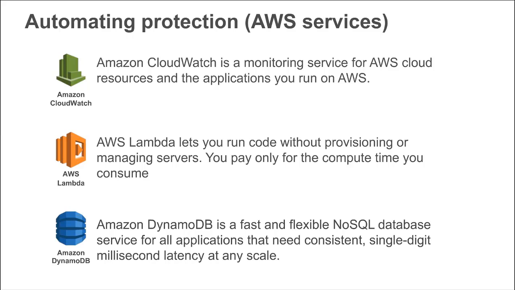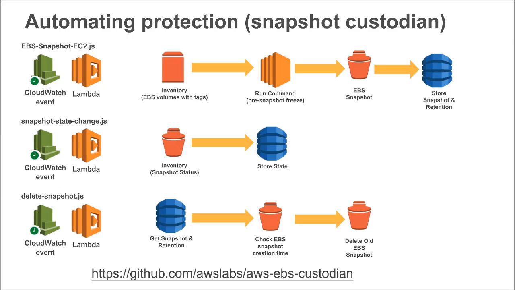We have over 70 different services available to you within AWS. These services are there to help you build integrated solutions. Some of these automated protection solutions for EBS snapshots are built using some of these services. The three we're going to focus on today are Amazon CloudWatch, AWS Lambda, and Amazon DynamoDB. The first solution we want to look at is Snapshot Custodian.